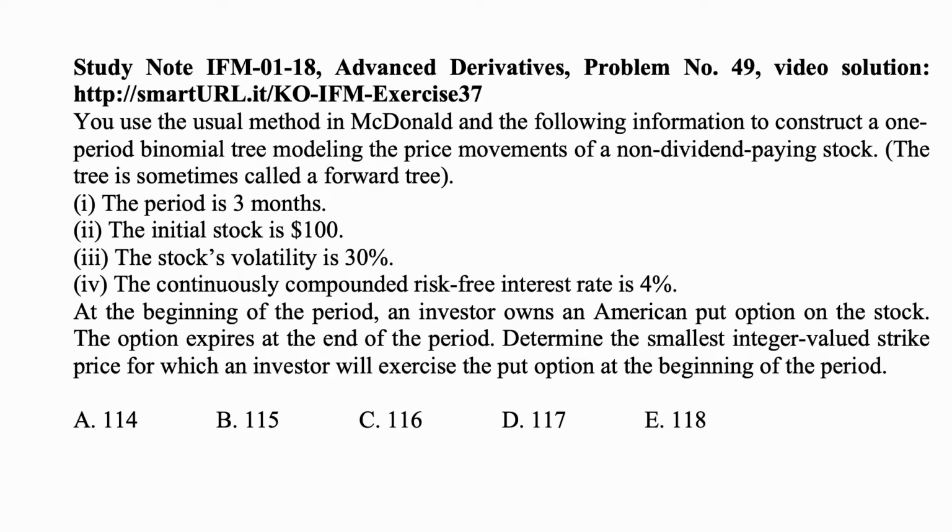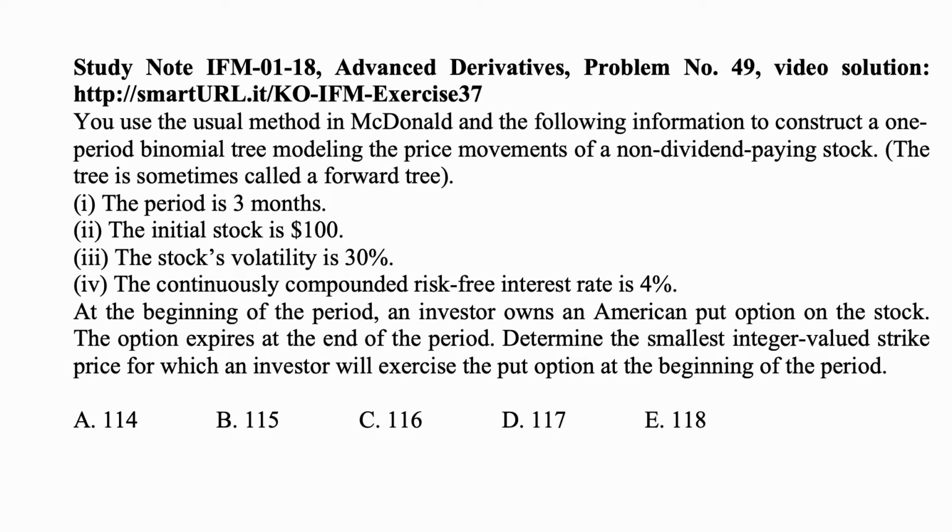Here's a problem for today for exam IFM, Investments in Financial Markets. You use the usual method in McDonald, the book written by McDonald, which is the main textbook for exam IFM, and the following information to construct a one-period binomial tree modeling the price movements of a non-dividend paying stock. The tree is sometimes called a forward tree. The period is 3 months. The initial stock price is 100. The stock's volatility is 30%. The continuously compounded risk-free interest rate is 4%.